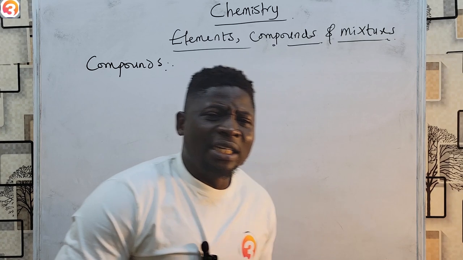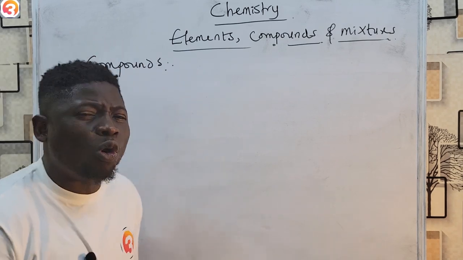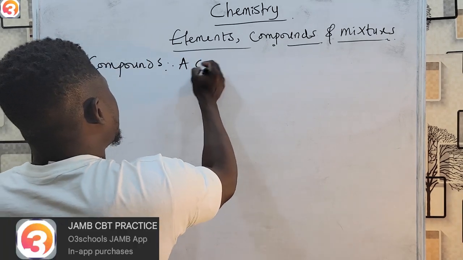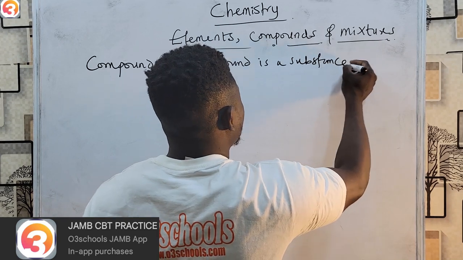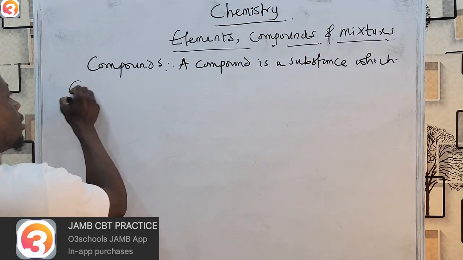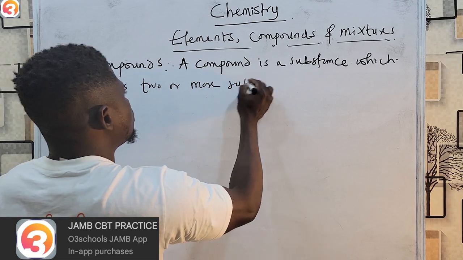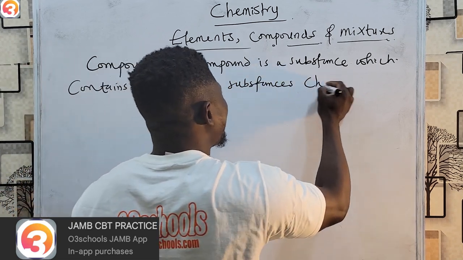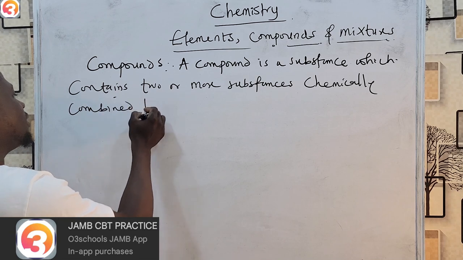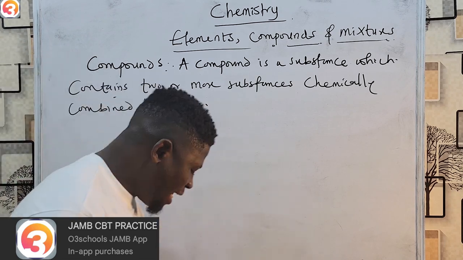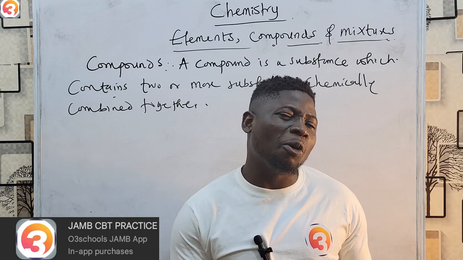We say compounds are substances. A compound is a substance which contains two or more substances chemically combined together. Let me write it down. A compound is a substance which contains two or more substances chemically combined together.